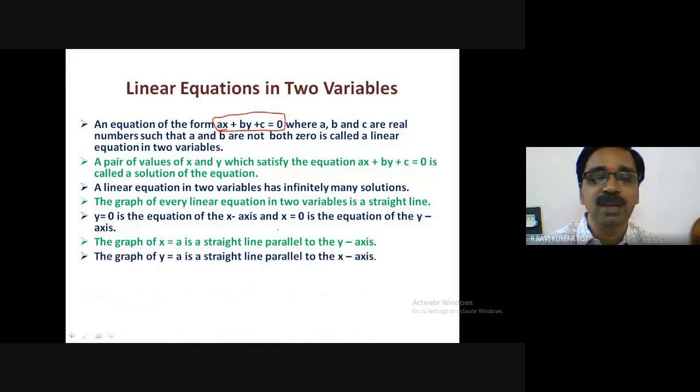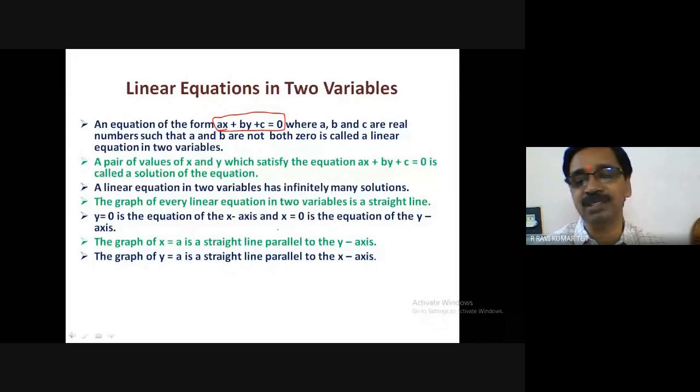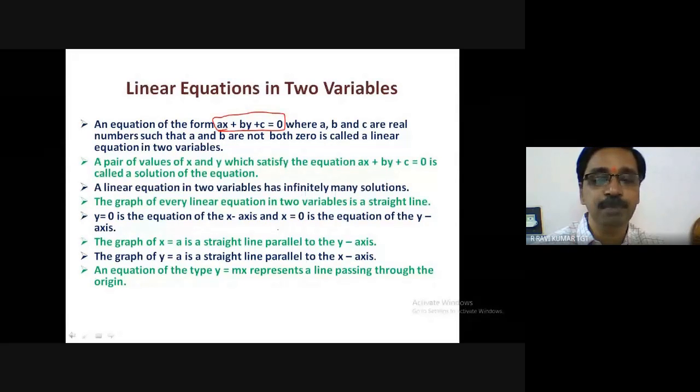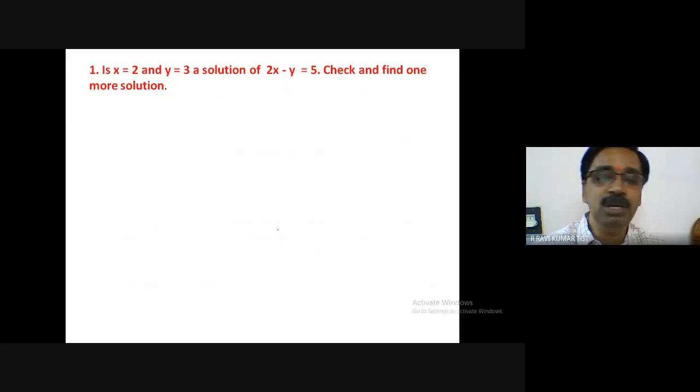Y equal to a is a straight line parallel to the x-axis. An equation of the type y equal to mx passes through the origin. It represents a line passing through the origin.